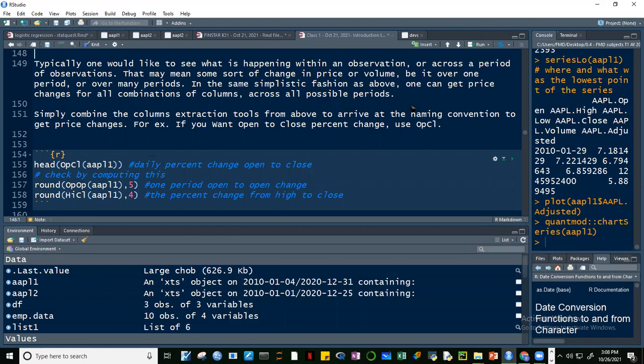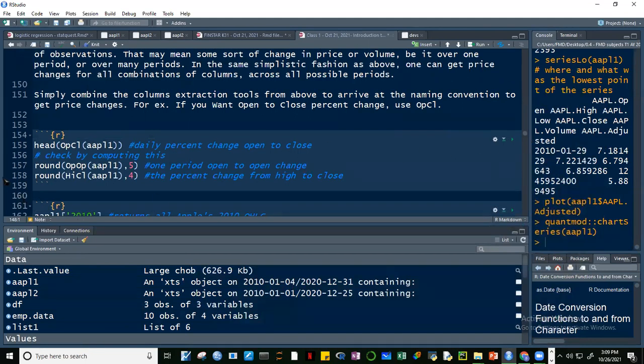Here in my notes, one can get the price changes for all combinations of columns across all possible periods. Simply combine the column extraction tools from above to arrive at the naming convention. So let's do an example here. I want R to give me both the opening and the closing prices for Apple 1. Since it's a head function, guys, it will give us the first 6. So let's go get this.